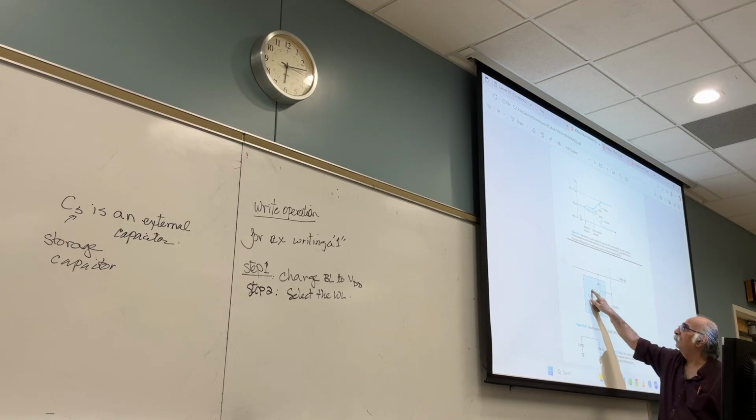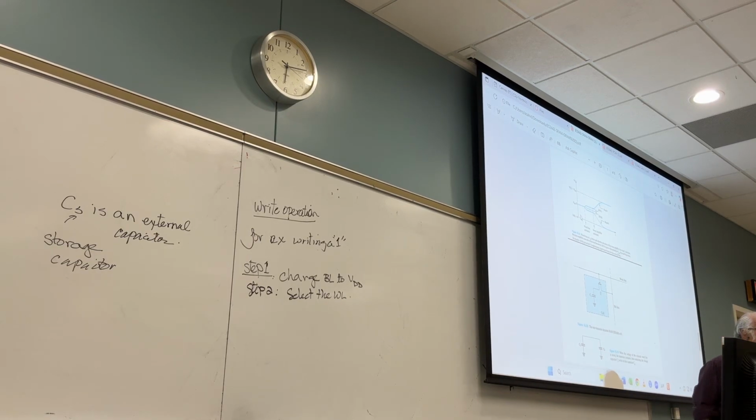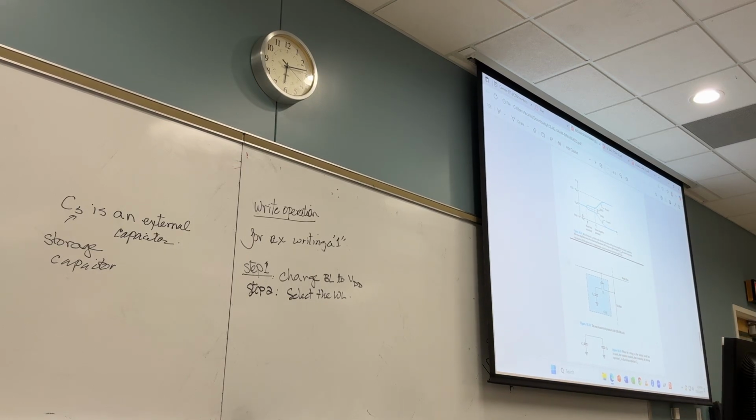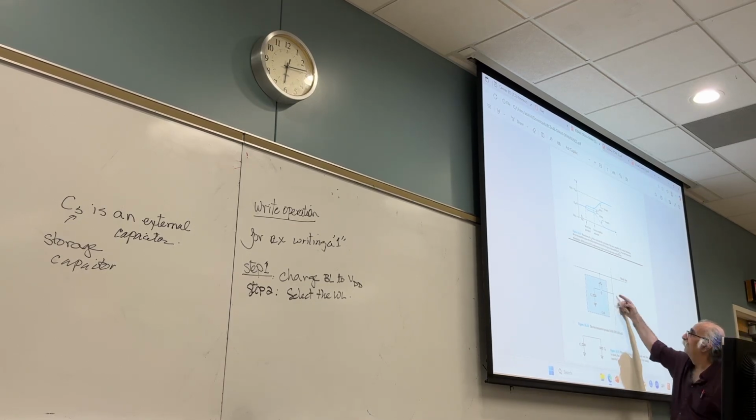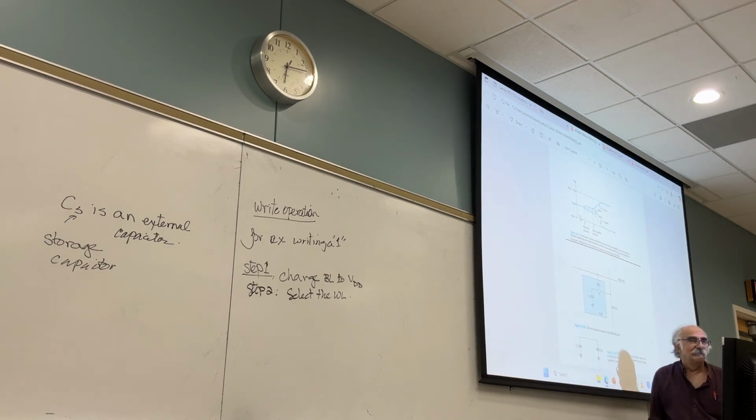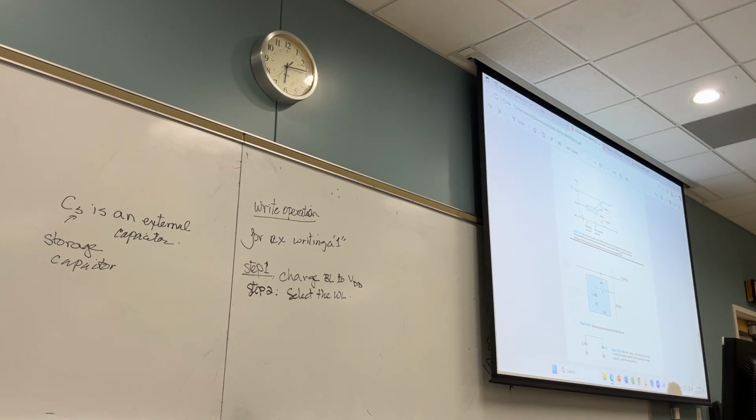Which means this point here can charge only to VDD minus VTN. And the VTN, by the way, does it have body effect or not? It has body effect. Why? This one will be the drain, and current will go this way. Did you get it or not? No response. That was the first obstacle.